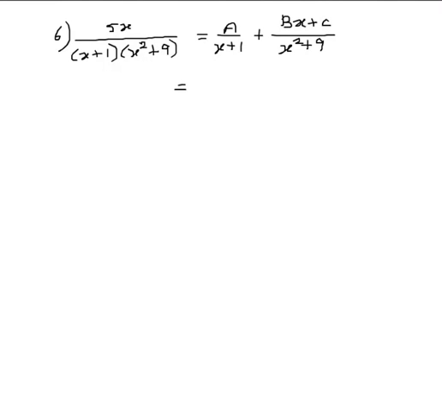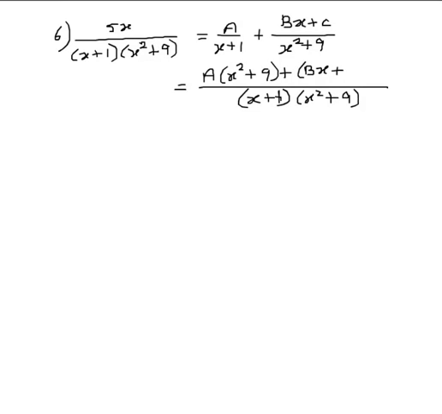Let us take LCM. x plus 1 into x square plus 9. Therefore, the numerator becomes a times x square plus 9 plus bx plus c times x plus 1. Don't forget to put brackets for bx plus c term and x plus 1 term. Otherwise, you will get a wrong answer. Now, let us equate the numerators. 5x is equal to a times x square plus 9. Again, I am repeating, don't forget to put brackets.